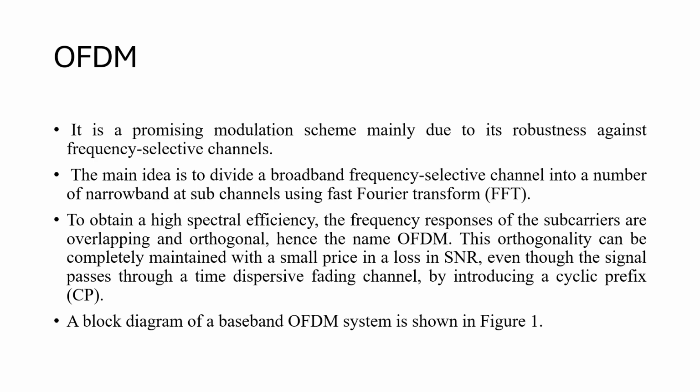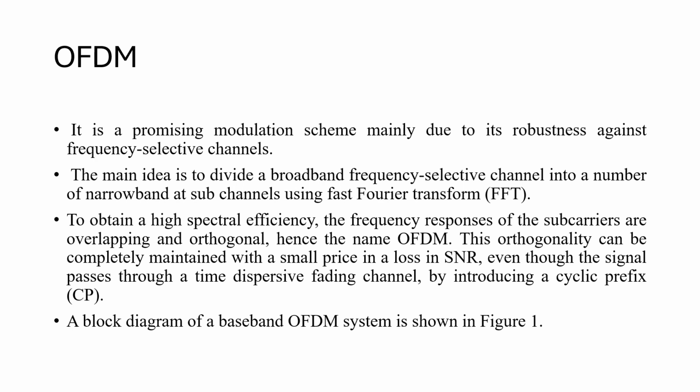So the main idea behind this OFDM is to divide a broadband frequency selective channel into a number of narrowband subchannels using the fast Fourier transform. Because of this, the spectral efficiencies get increased so that the frequency response of the subcarriers are overlapping and orthogonal. So hence it is named as OFDM. So here the subcarrier frequencies will be always orthogonal to each other.